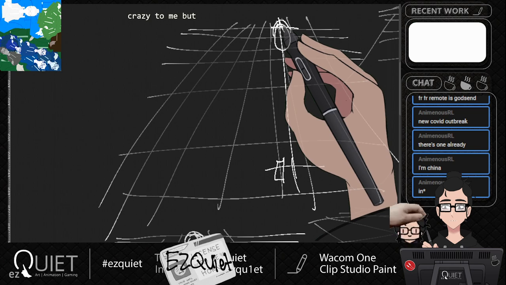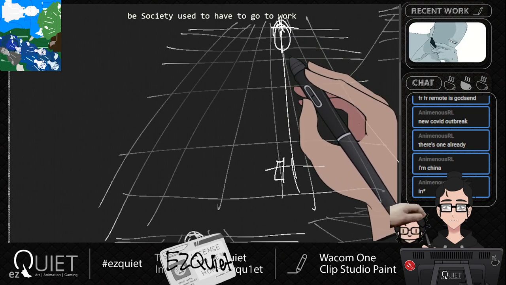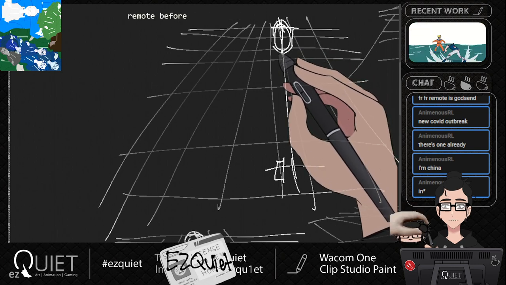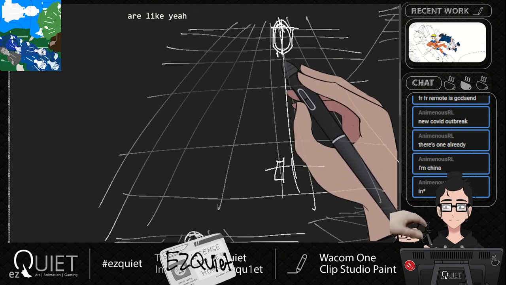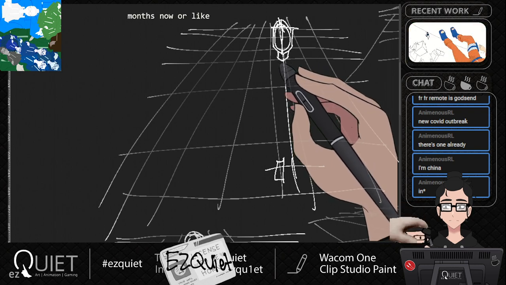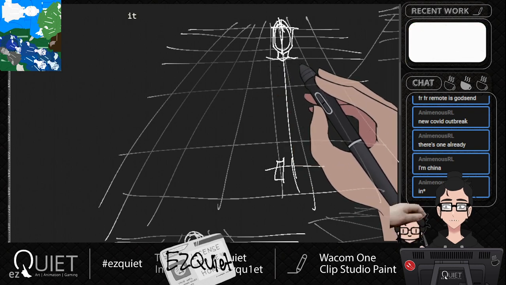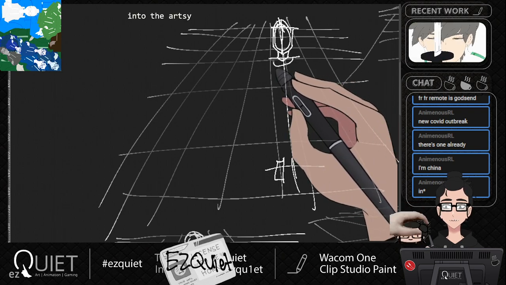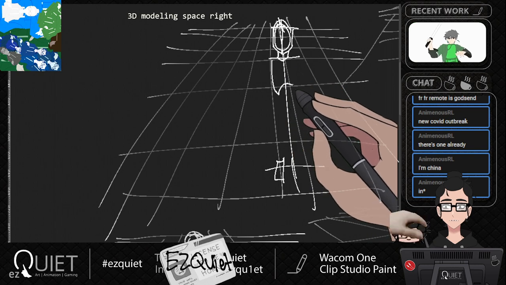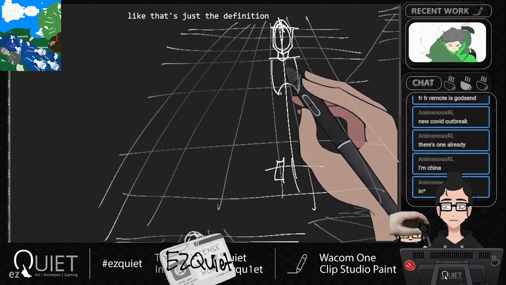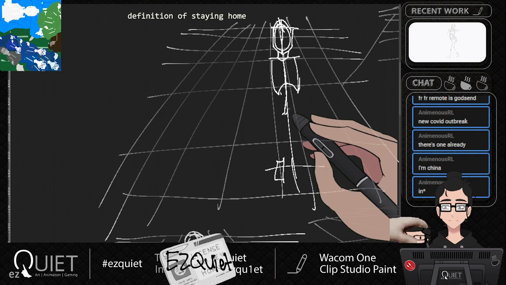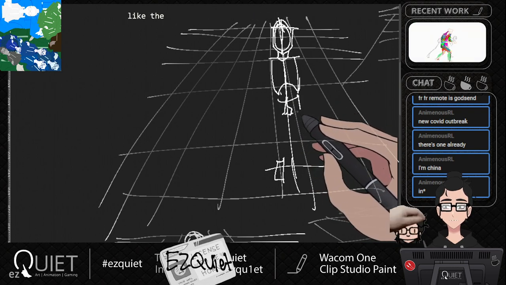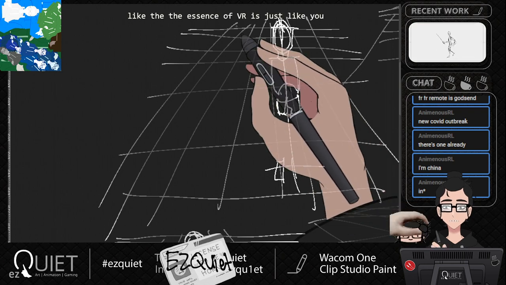But this used to be society. You used to have to go to work, physically. But you know, some places were remote before COVID. I have coworkers who've been remote for months, or even years, pre-COVID, because it just doesn't make sense to have to go to work for some jobs. I work more in the artsy design, 3D modeling space. I work on VR projects. That's just the definition of staying home. That's the essence of VR, you just work from home.